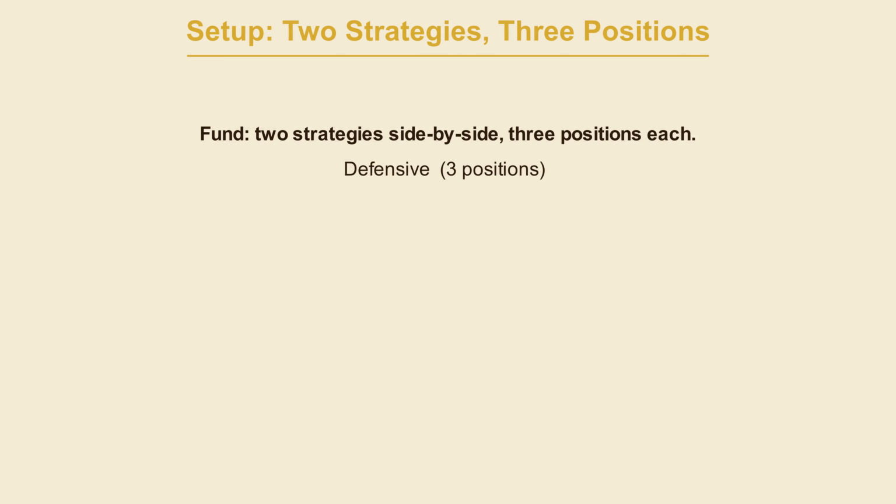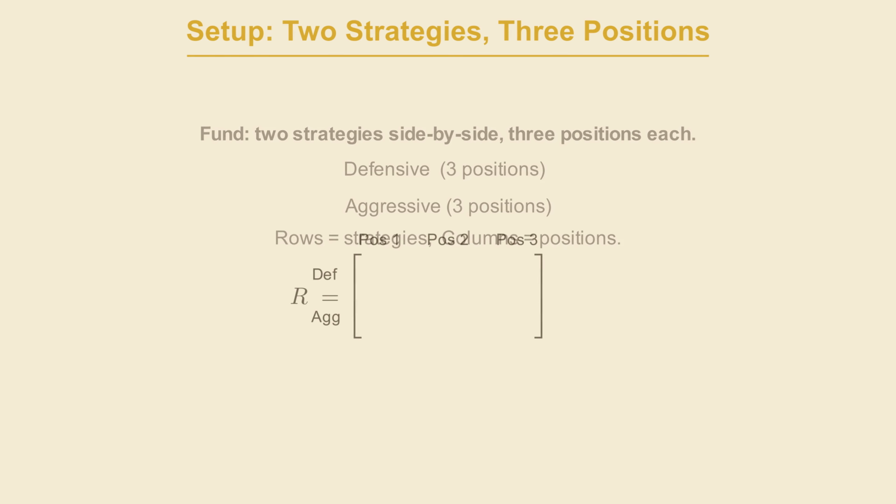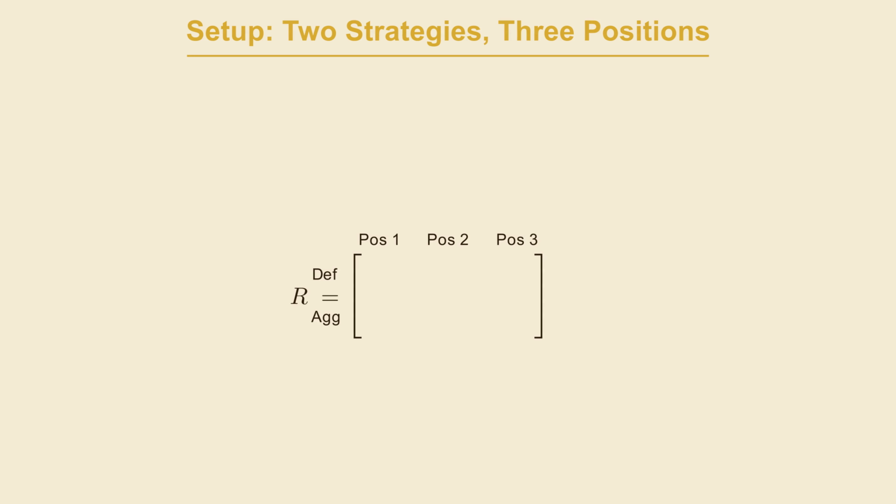Imagine a fund running two strategies side by side. A defensive strategy with 3 positions, and an aggressive strategy also with 3 positions. We can lay both strategies out in a single matrix where the rows are the strategies and the columns are the position slots. The top row holds the defensive returns. The bottom row holds the aggressive returns. So we have one matrix, 2 strategies, and 3 positions each.